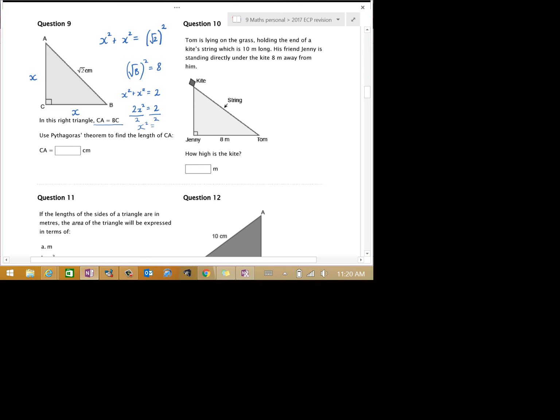What squared equals 1? 1. So therefore our side length is 1. In other words, we've got a triangle which is 1, 1, and this is root 2.